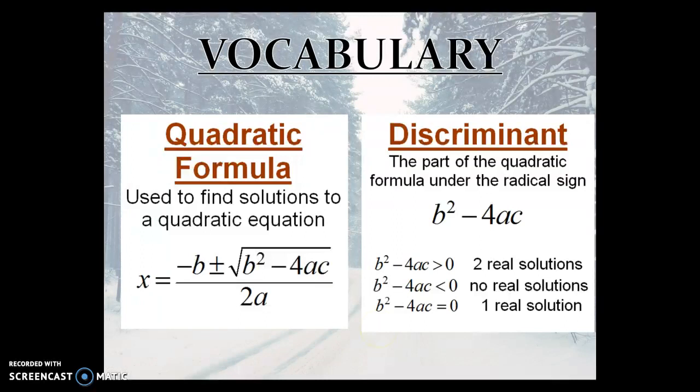Quadratic formula. Okay, we've been using that to solve quadratic equations. If the discriminant is greater than 0, you have 2 real solutions. If it's less than 0, you have no real solutions. And if it's equal to 0, you only have 1 real solution.